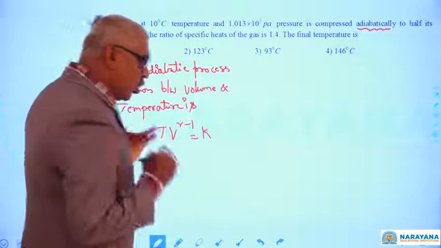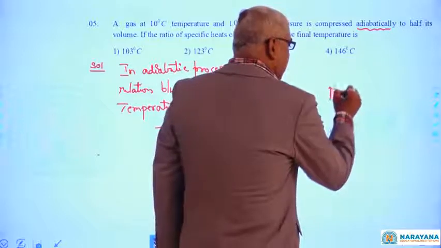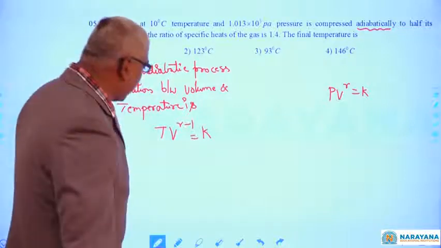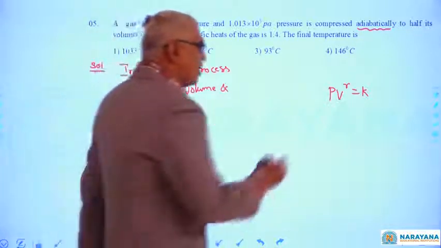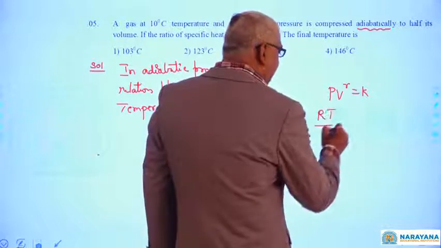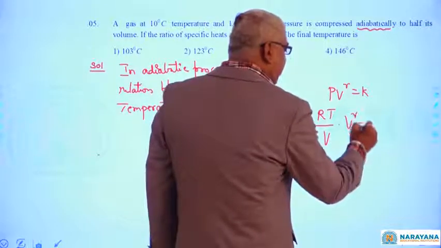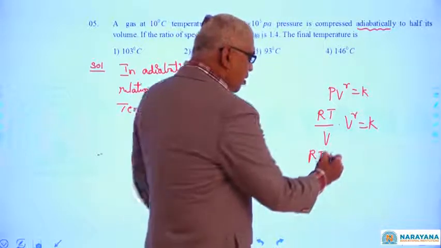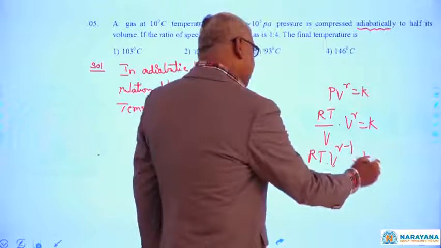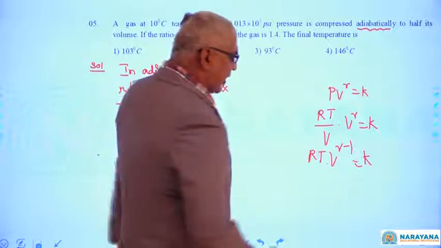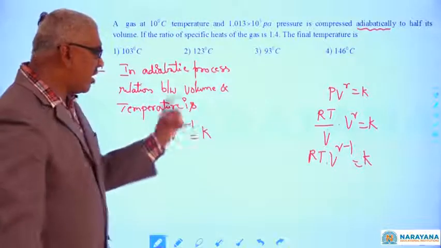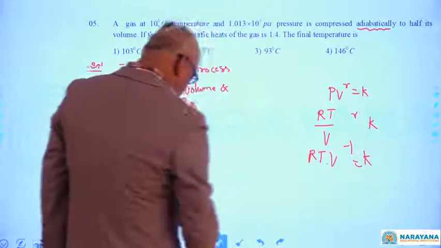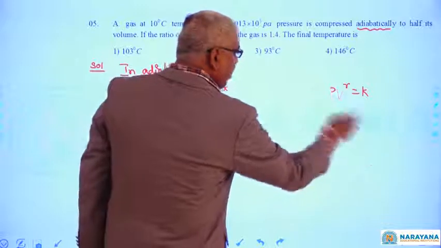Actually, you know very well that PV to the power of gamma is equal to constant, isn't it? In the place of P, write down RT by V. So RT by V into V to the power of gamma equals constant, that is RT into V to the power of gamma minus 1 equals constant. Send R to the other side, then you will have TV to the power of gamma minus 1. The same formula is placed here.